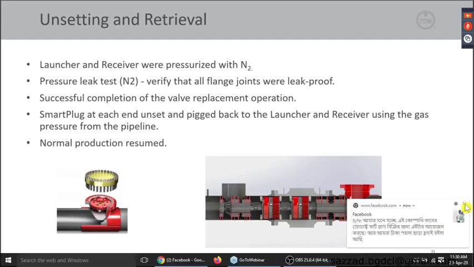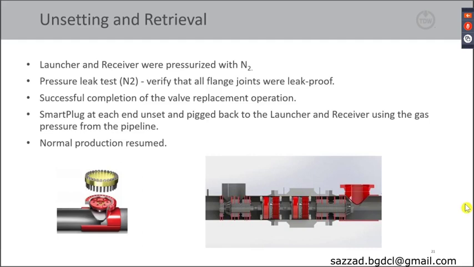So now to unsetting and retrieval. Upon completion of the repair work, the launcher and the receiver end of the pipeline were pressurized with nitrogen as a part of the unsetting procedure. Before unsetting the 2 smart plug units, the team conducted a pressure leak test to verify that all flange joints were leak-proof. After the leak test was successfully completed and integrity verified, CPC was satisfied that the valves had been repaired, signaling the successful completion of the operation.